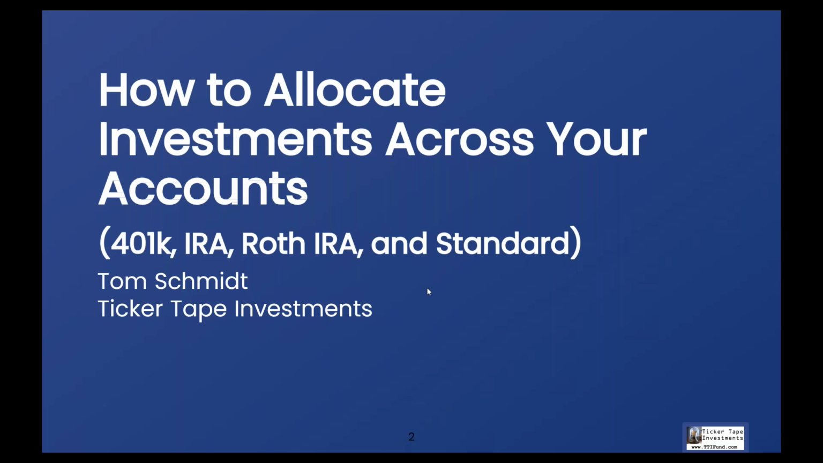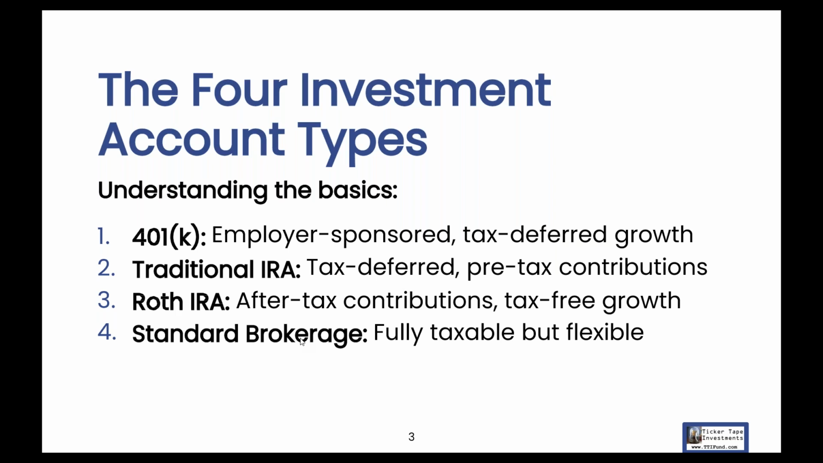The title of tonight's show is How to Allocate Investments Across Your Various Accounts, whether it be 401ks, IRAs, Roths, or standard accounts. Like I said, I'm Tom Schmidt, one of the founders of Ticker Tape Investments. To start out, I'm going to focus on 4 types of investment accounts, but then also talk about outside of an actual account, the 5th way, where maybe you just own a real estate investment in your own name.